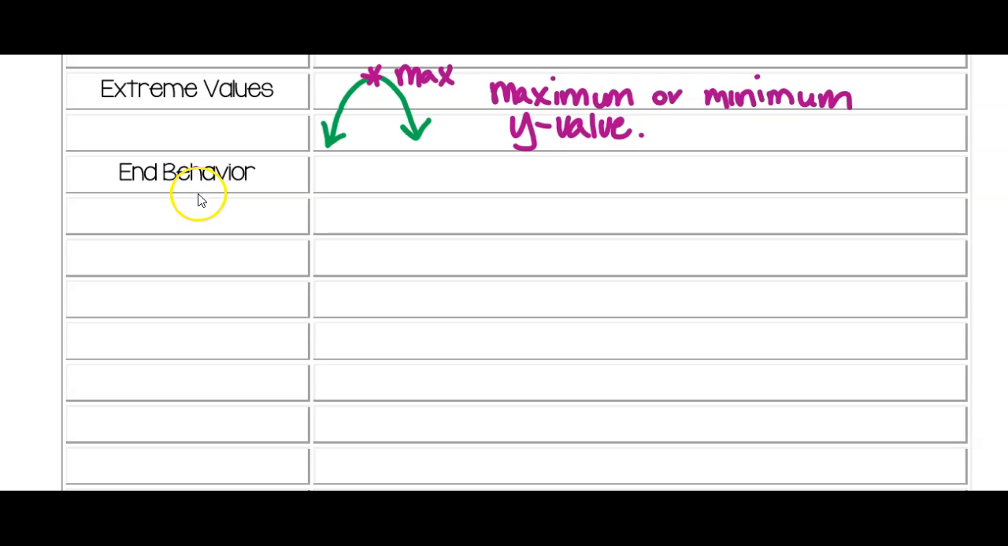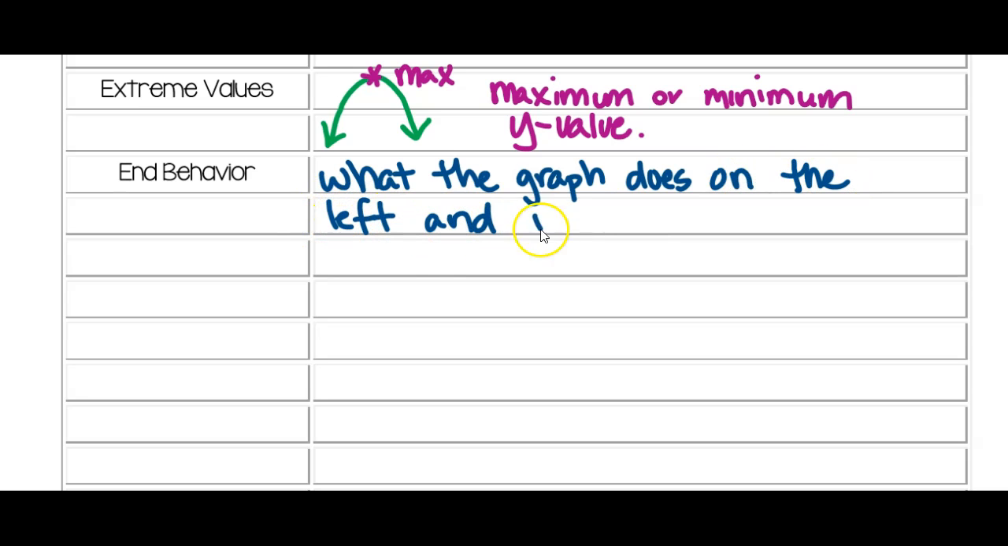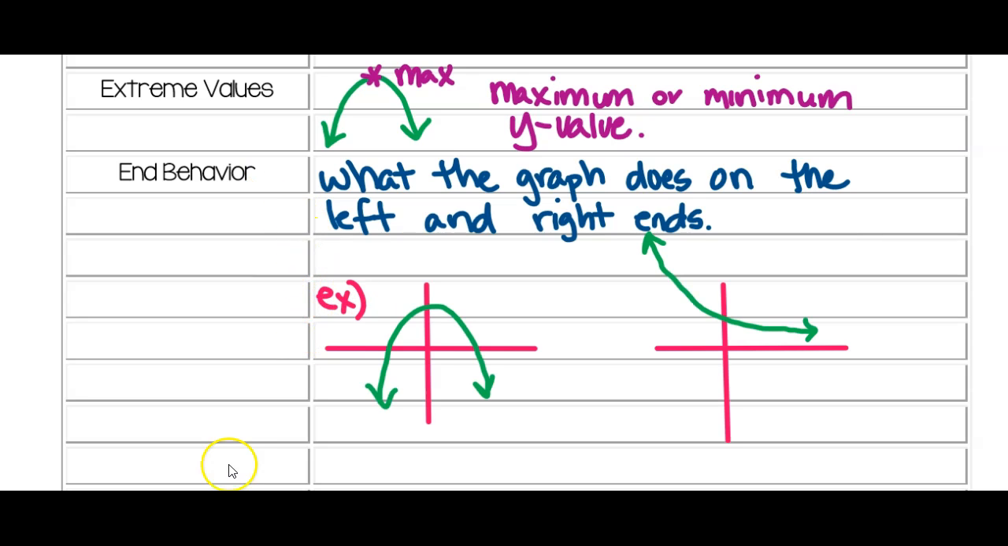So let's talk about end behavior. End behavior is what the graph does on the left and right ends. So let's take a look at a couple examples. Our first example again is a quadratic that opens down. So we can see that our ends both are pointing down. So both ends are going down to negative infinity. So our end behavior would be down, down. And later on we'll use limit notation to represent this in a better format.